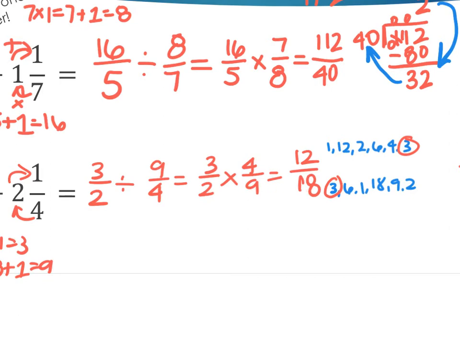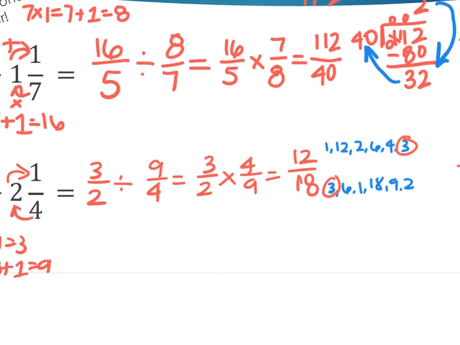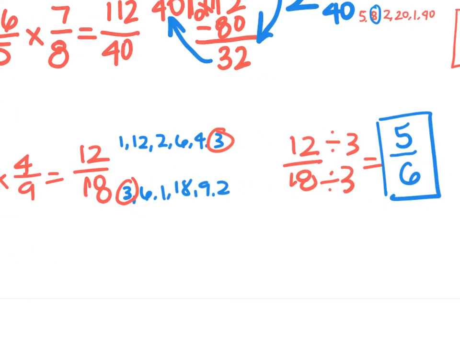And notice my numerator is not bigger than my denominator. So I don't have to divide like we did up here. I'm just going to find the greatest common factor and divide that way. So I listed out the common factors, the factors of 12 and the factors of 18. And I found that my common factor here was 3. So I did 12 divided by 3 and 18 divided by 3.